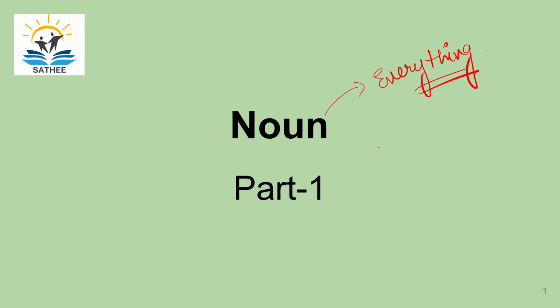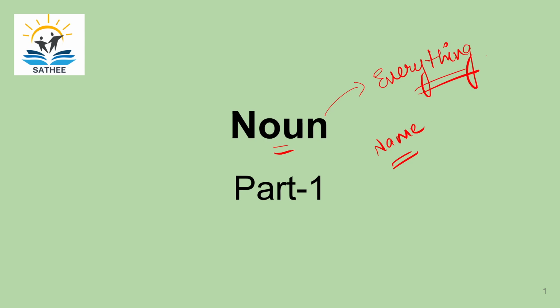We can say that noun is the name of anything, or you can say N for name and N for noun. Noun forms subject and object. We have already learned subject and object. Subjects and objects are made of nouns, or you can say that noun forms subject and object. So let's begin with the session.